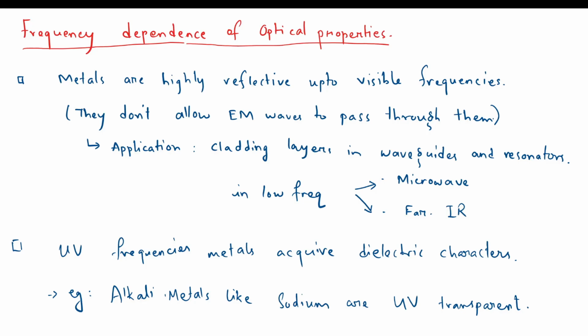But on the other hand, when you start going to the UV frequencies, metals acquire dielectric character. For example, alkali metals like potassium are UV transparent. If you shine UV light through them, it will just pass through these metals.